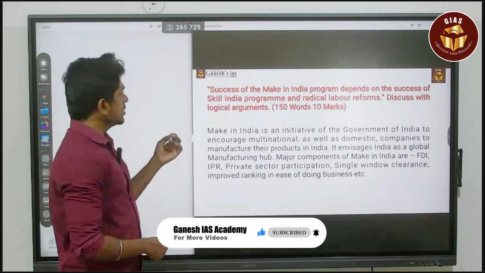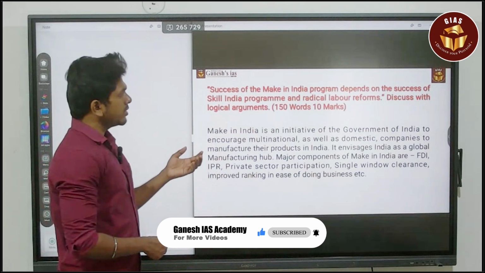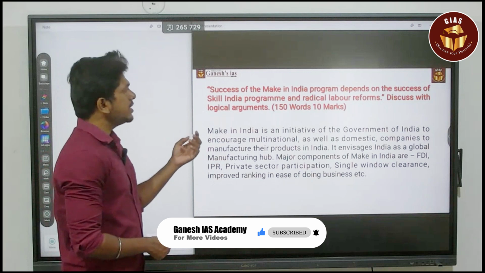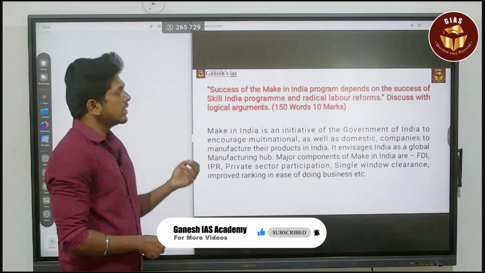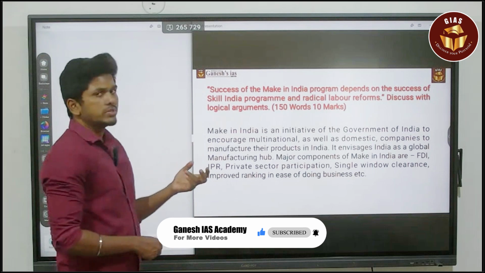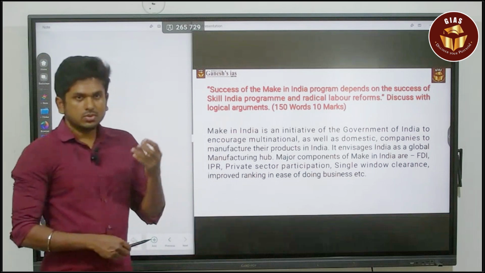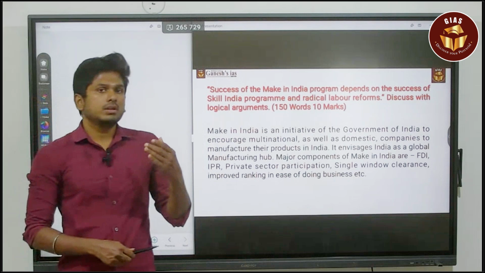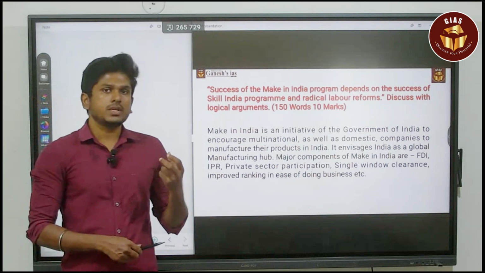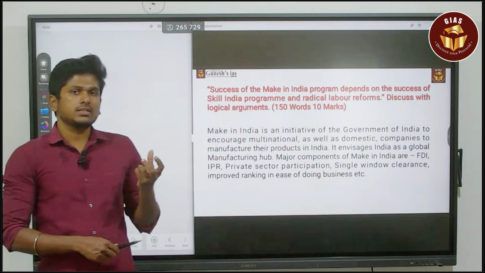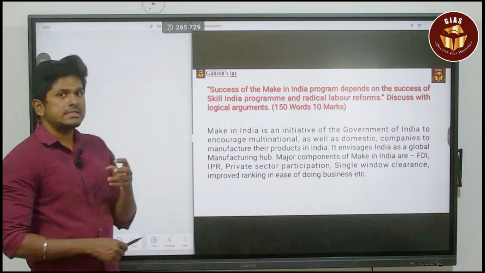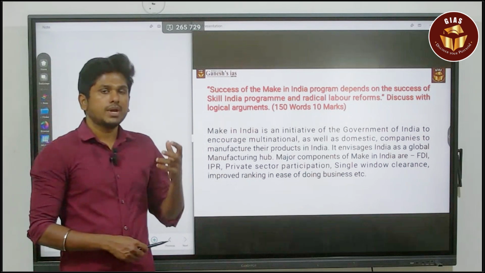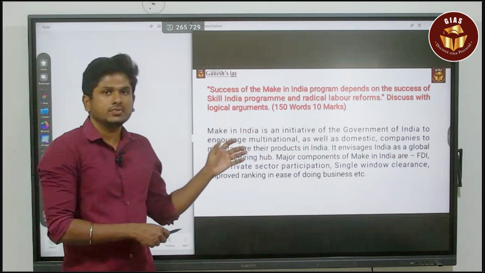So this question is: success of the Make in India program depends on the success of the Skill India program and radical labor reforms. Discuss with logical arguments. So this question is more of logical arguments, and it also says discuss. The terminology they use here is discuss. So you have to give various examples for this question. That way only you can give a good answer.